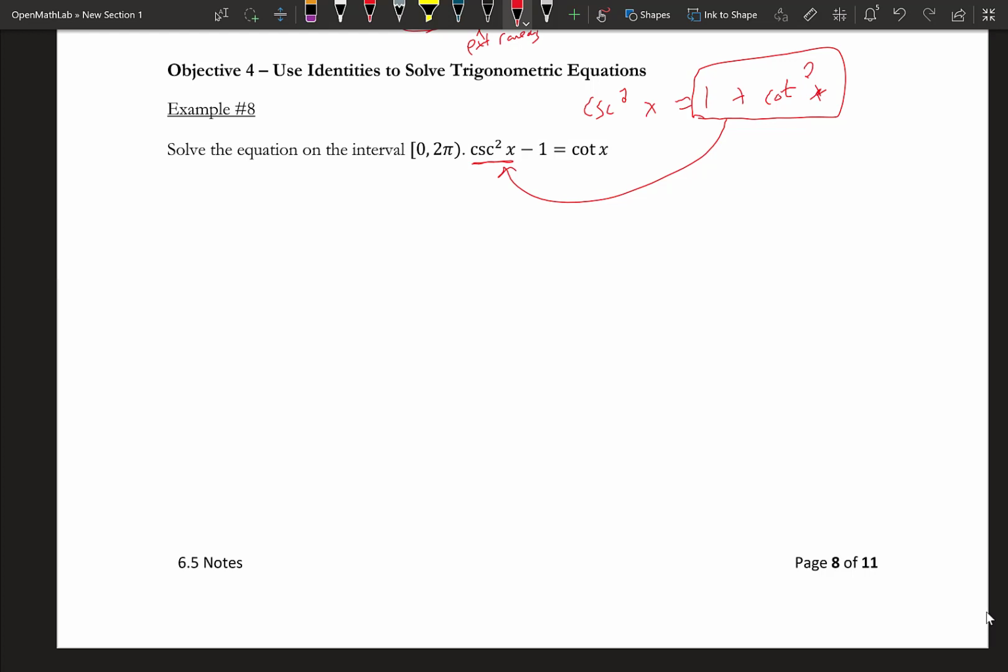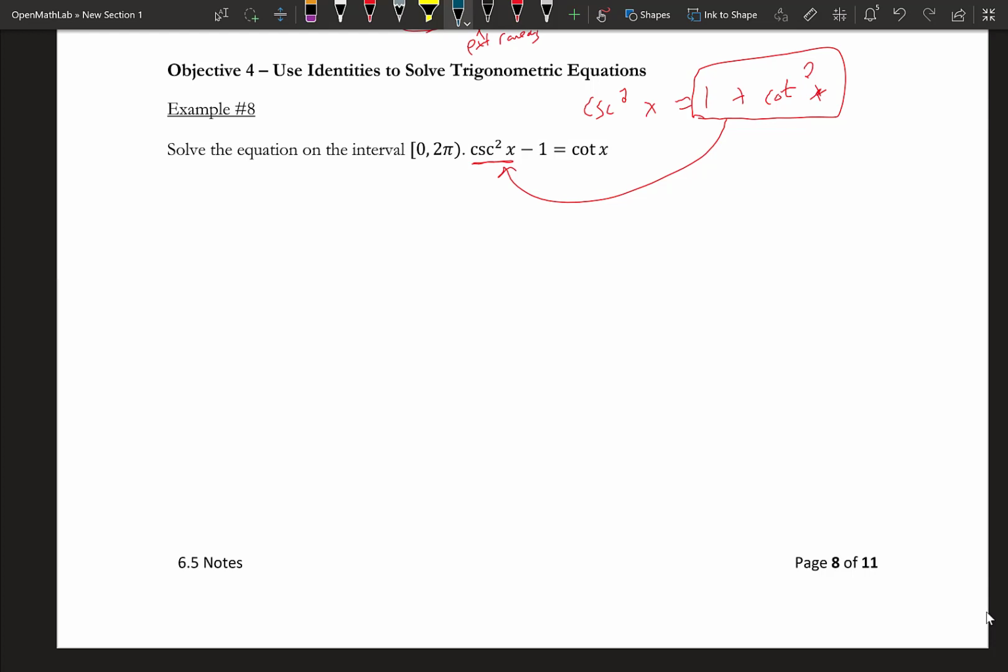So it's better, in these cases, if we can try to get it down to just one trig function, and if one of them is squared and one is to the first power, that gets me into a quadratic type of equation, right? With a lot of these, it's kind of messing around and seeing what works and what doesn't work. So for this one, the Pythagorean identity can help us out.